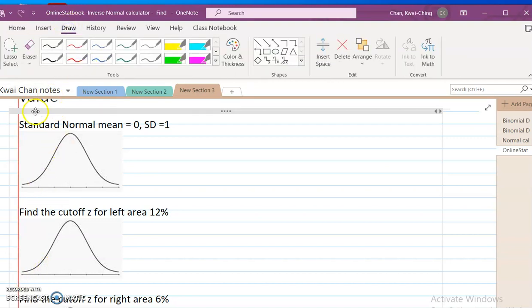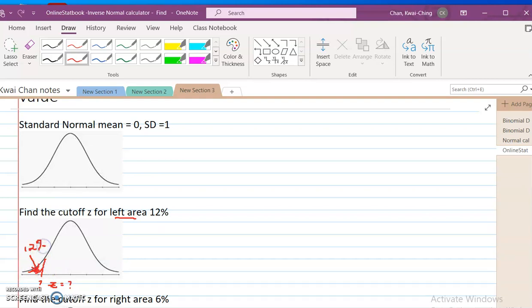We highlight the cutoff for the left area. Just pretend this is it. This area is 12%, and we want to find this Z equal to what. So this area of 12% is 0.12. First of all, you have to say the area of 12% in decimal is 0.12. Then you go to the online inverse normal calculator.